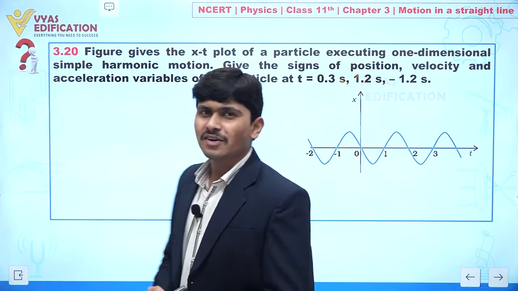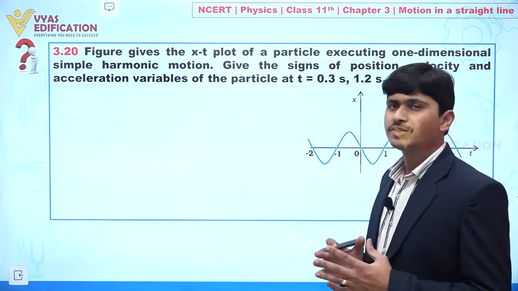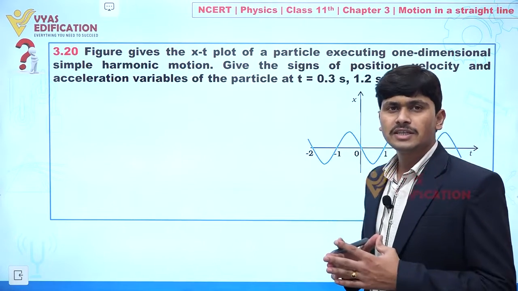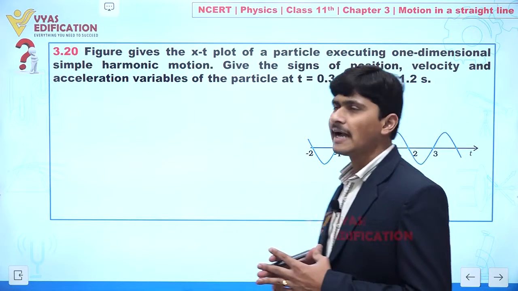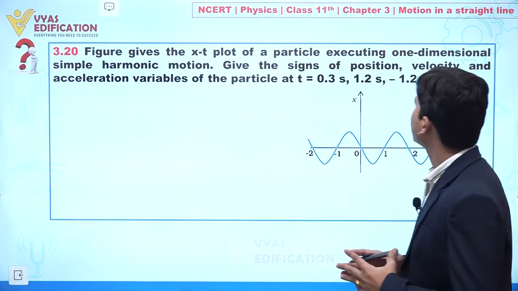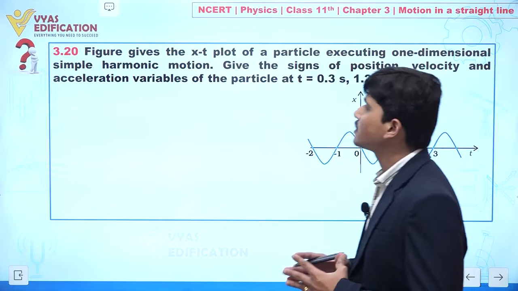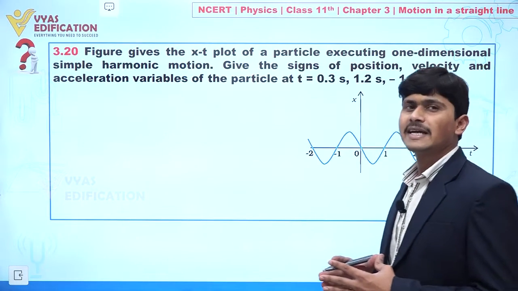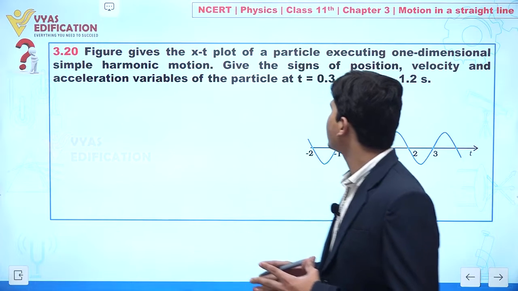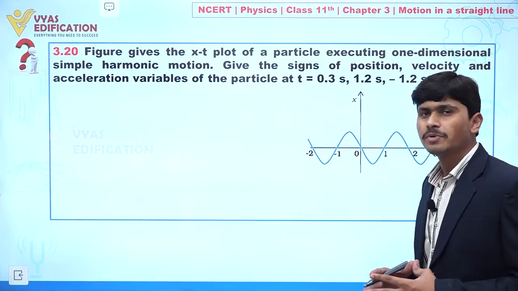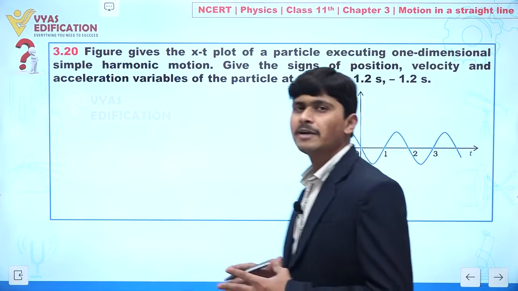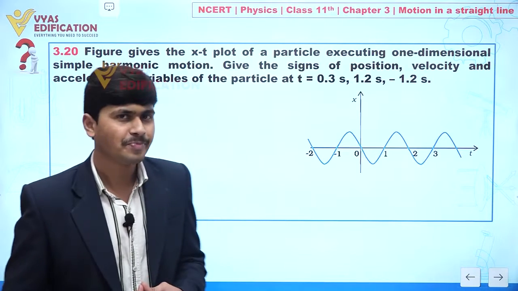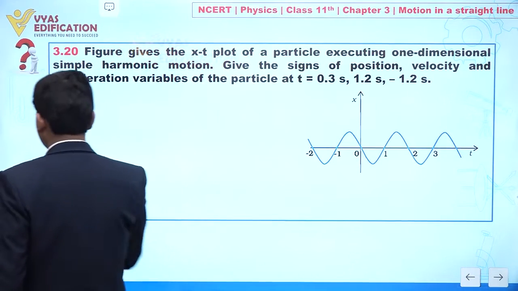Now dear student, we are going to discuss question number 3.20. In this question it is given to you, the figure gives the x-t plot of a particle executing one dimensional simple harmonic motion. Give the sign of position, velocity and acceleration variables of the particle at time t equal to 0.3 second, 1.2 second and minus 1.2 second. Clear to you? So now concentrate.